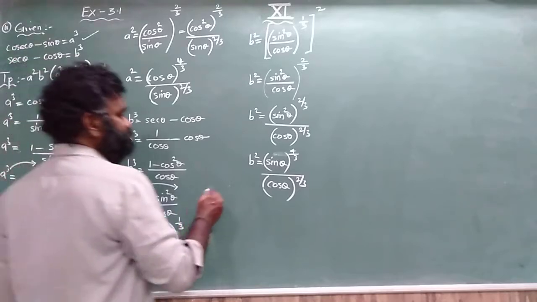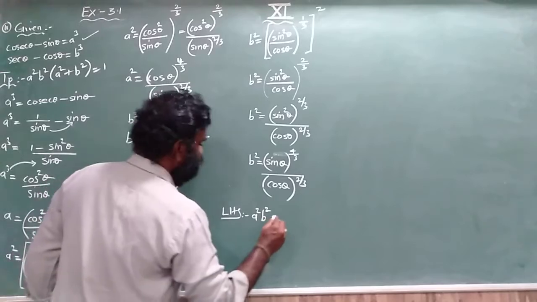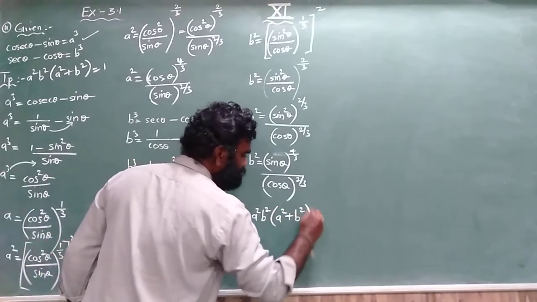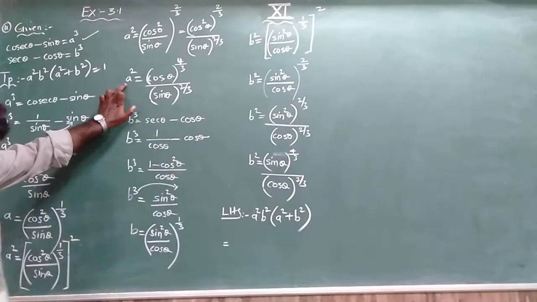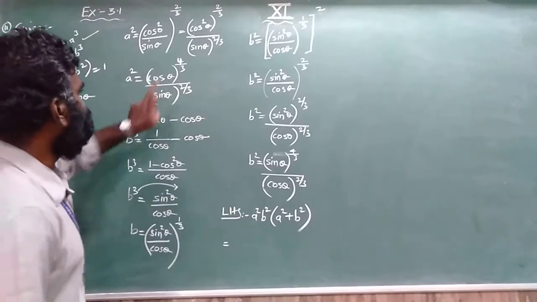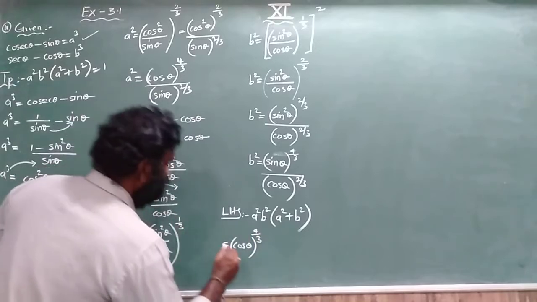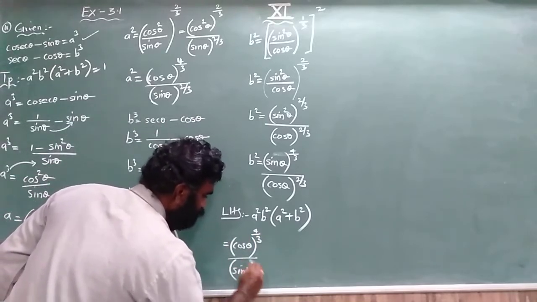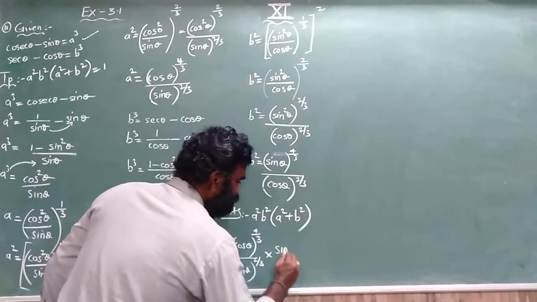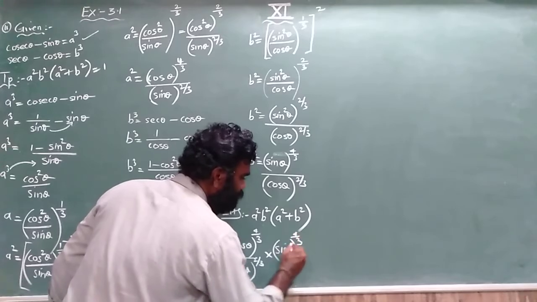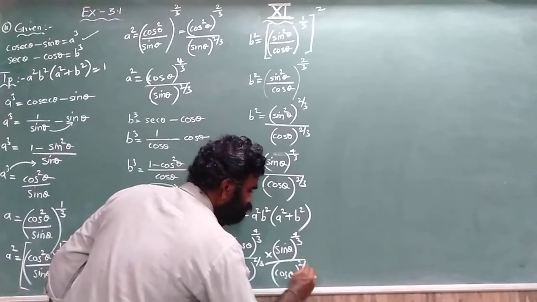So I am going to take LHS. What is LHS? a² b² (a² + b²). This one is LHS. First, a² into b². Multiply both of these. First I am going to write (cos θ)^(4/3) divided by (sin θ)^(2/3) into b². Multiply this one: (sin θ)^(4/3) divided by (cos θ)^(2/3).